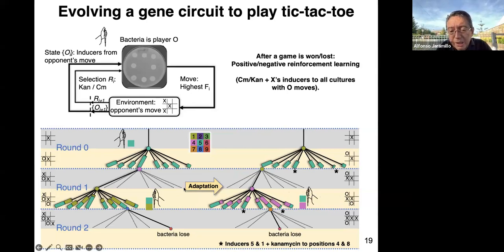So then in the same environment as before, what happens is that now when you have asterisks, you only put antibiotic in the cells that made the decision. So you put it in this cell number 8, you don't put any antibiotic in the others.